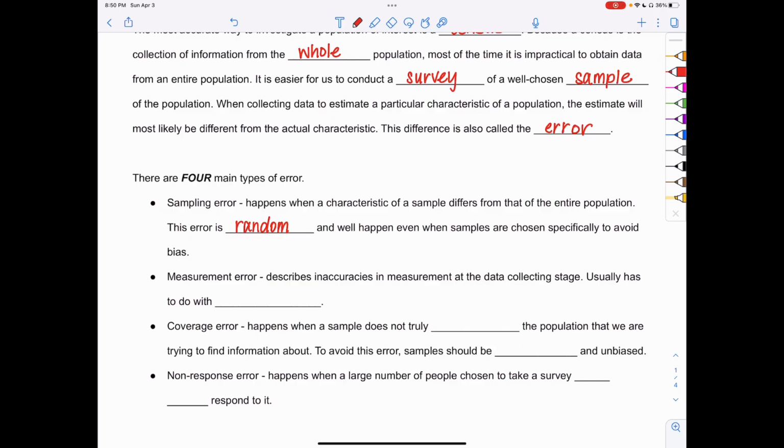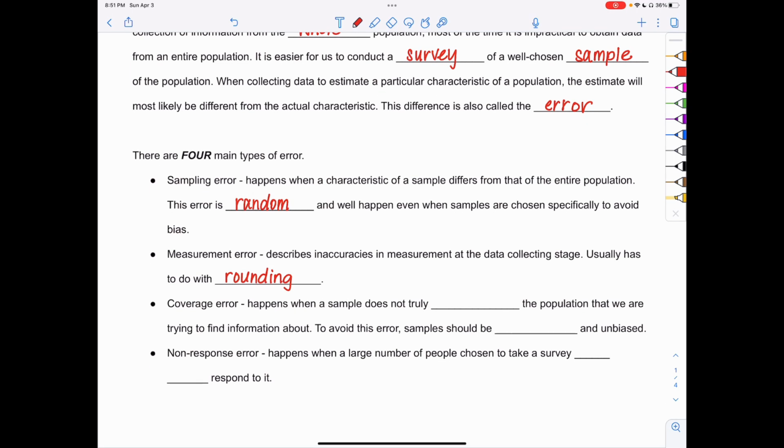The next type of error that we have is the measurement error. This describes inaccuracies in the measurement at the data collecting stage. It usually has to do with rounding. For instance, you may round something to the nearest centimeter and want to give all your measurements in terms of the nearest centimeter, but then somebody may give an answer in terms of the nearest inch, or they may round to the nearest tenth for everything, but then some numbers may be rounded to the nearest hundred.